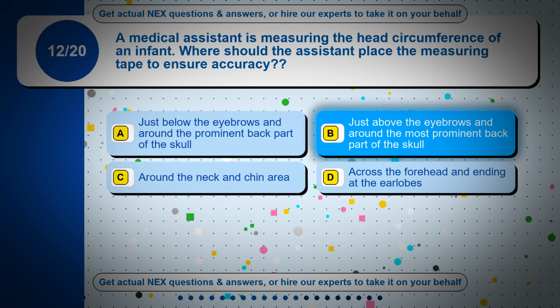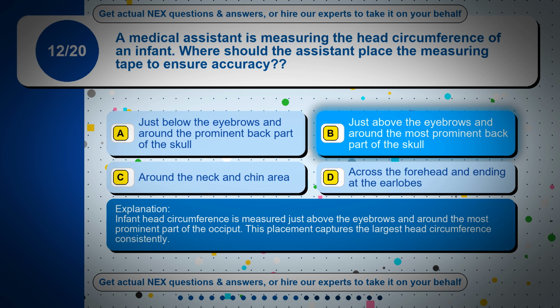The correct answer is option B. Just above the eyebrows and around the most prominent back part of the skull. Infant head circumference is measured just above the eyebrows and around the most prominent part of the occiput. This placement captures the largest head circumference consistently.